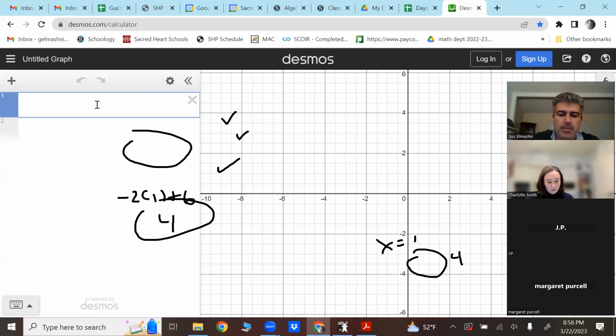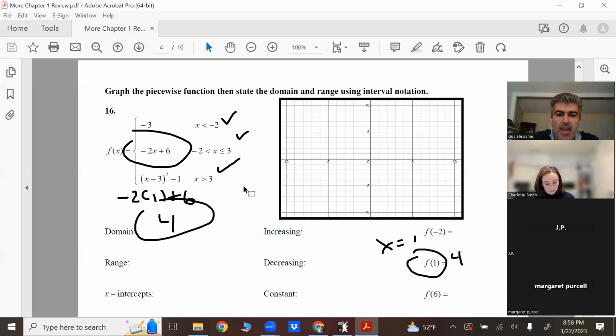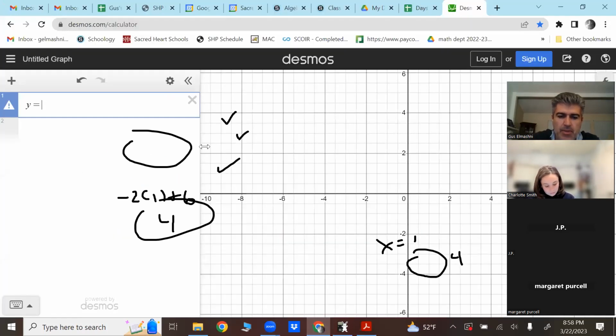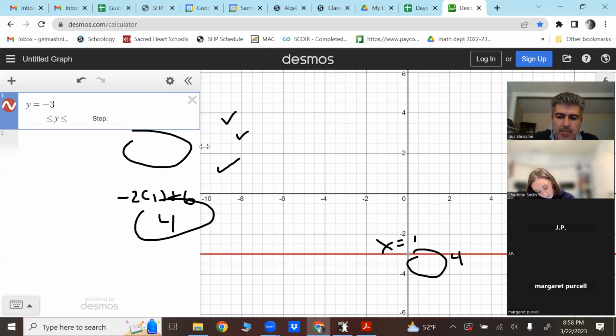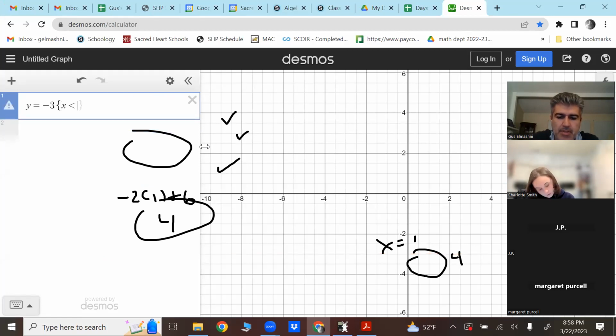Mr. E, how does that one work if it's negative 3, there's no x, there's no variable? Yeah, then it's not defined. You should say undefined. Yeah, but if I do this one here, so negative 3, and then you have to say when x is less than 2.